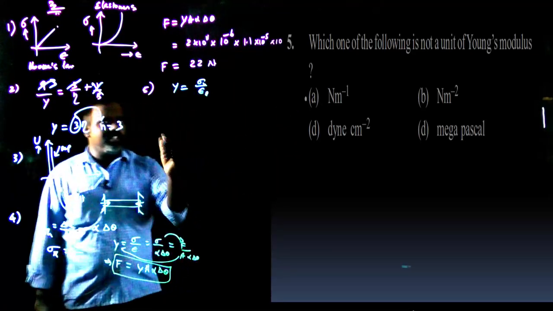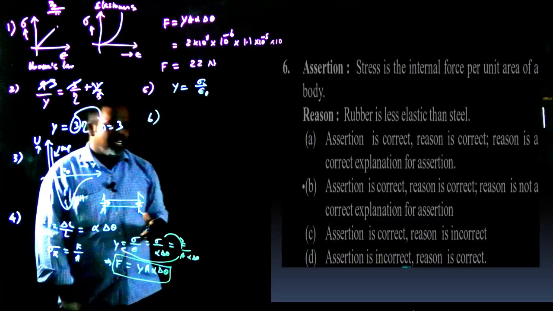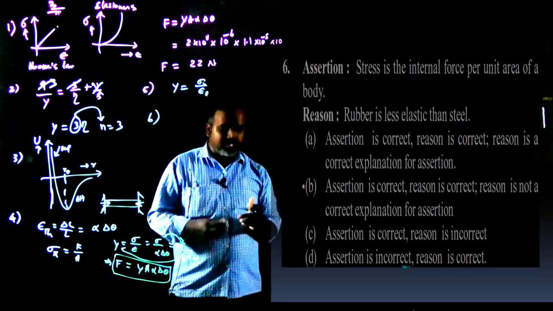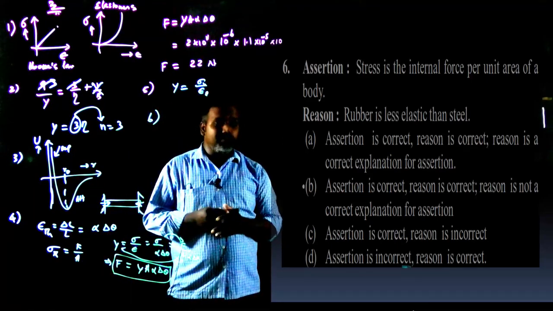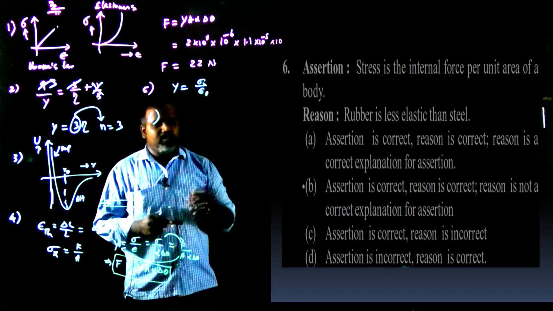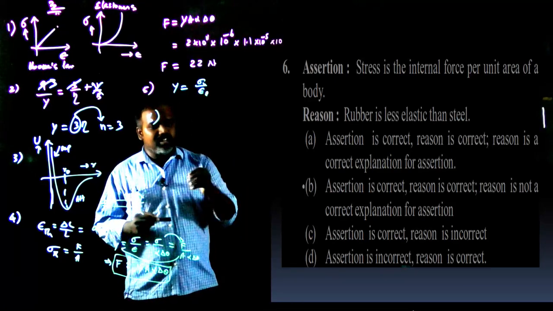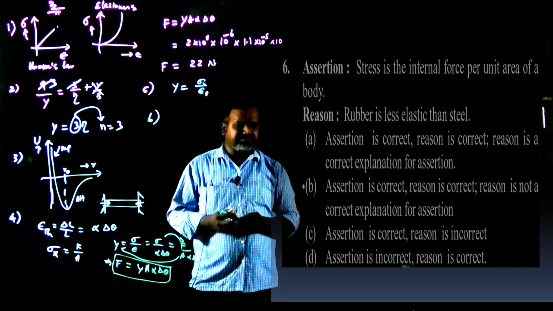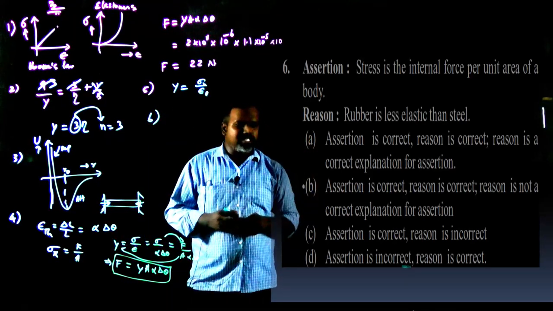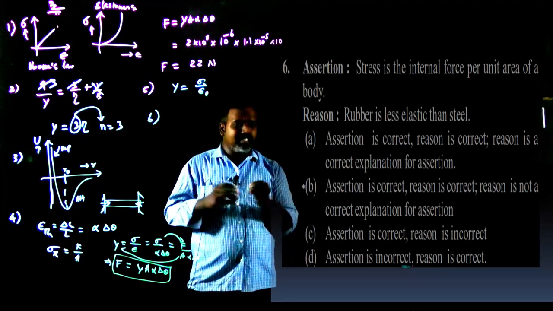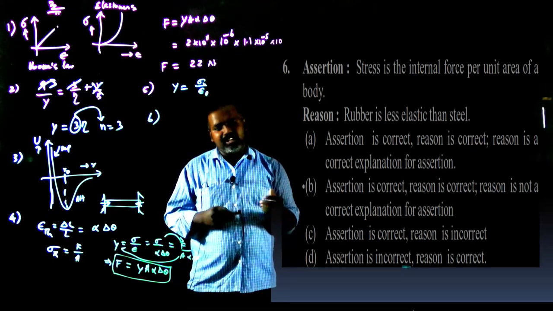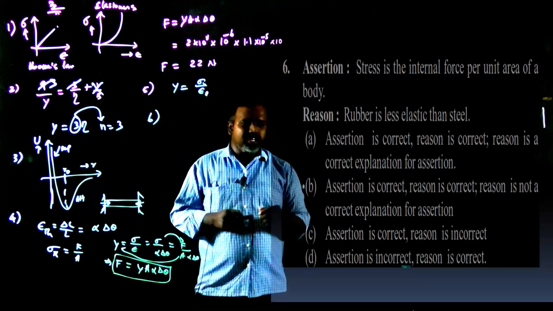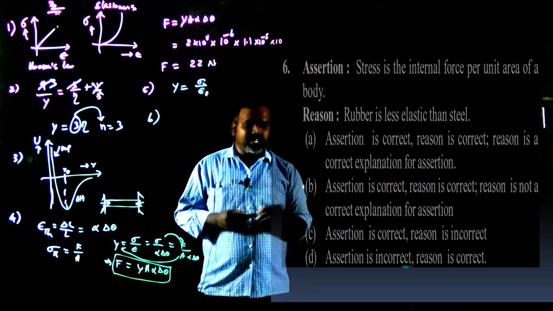So please go for the next question, question number 6, assertion and reason type of questions. To answer such questions, we must be very thorough with the theory, because when numericals are given, we can apply the ready-made formula or concept directly. But in this case, for such assertion reason questions, we must have deep knowledge about the theory part or the content. Now you see the assertion: stress is internal force per unit area of the body. Reason: rubber is less elastic than steel.